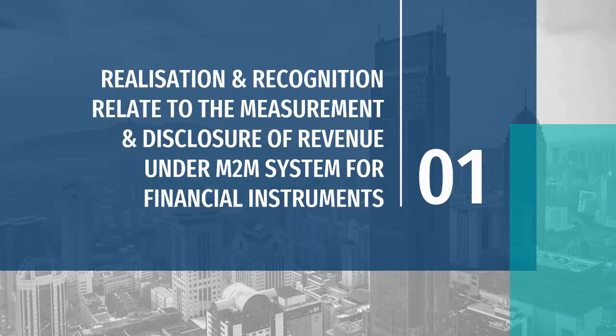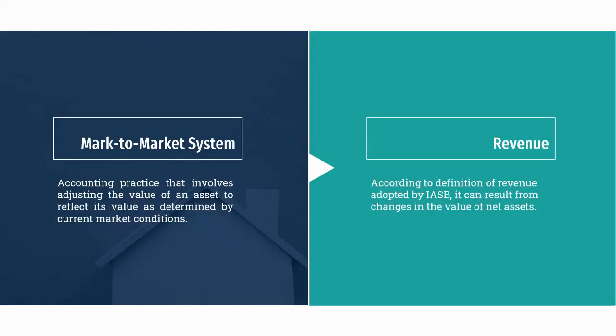Thank you, Elizabeth. Hello class and Viska. I'm Odeta, and now I'm going to explain about the realization and recognition relating to the measurement and disclosure of revenue under the mark-to-market system for financial instruments. Other than historical method, financial instruments can also be recognized under the mark-to-market method, or also known as fair value method. Mark-to-market system is the accounting practice that involves adjusting the value of an asset to reflect its value as determined by current market conditions.